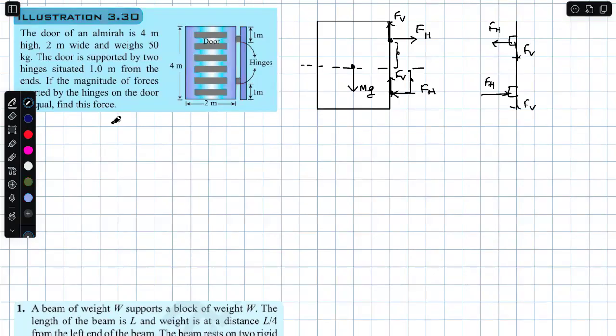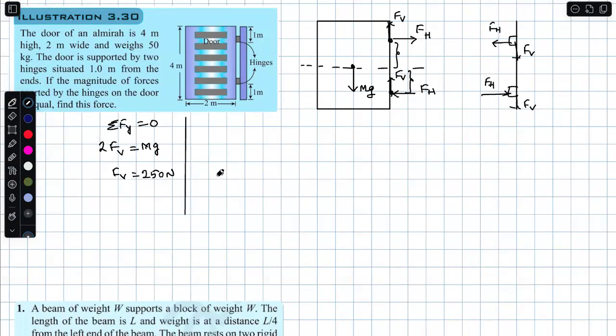So sigma F_y is 0 for the almirah. 2 times F vertical is mg. You said that is 50 kg. So F vertical is 250 Newton. Each F vertical is 250 Newtons. Done.